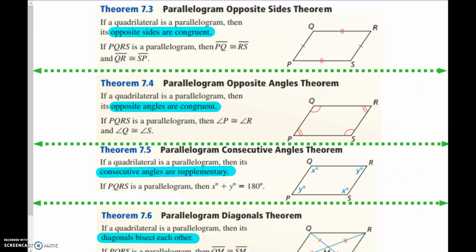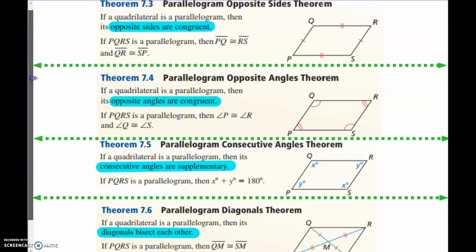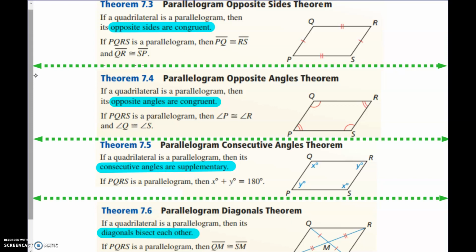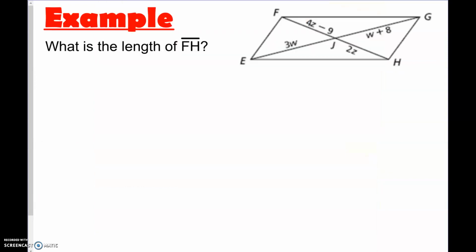All right, so here are all of the theorems written in a nice organized form. It's exactly what we just did. If a quadrilateral is a parallelogram, then opposite sides are congruent. If a quadrilateral is a parallelogram, opposite angles are congruent. If we have a parallelogram, then consecutive angles are supplementary, and then the diagonals bisect each other. So if you need to, you can certainly pause the video and write down what you need to.